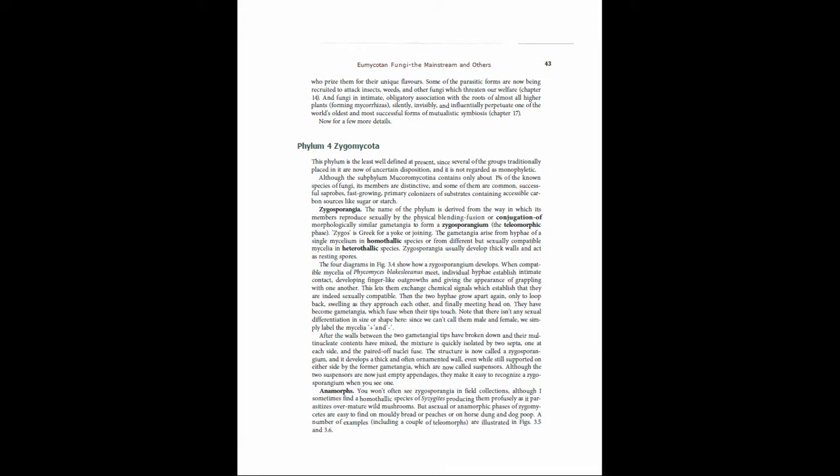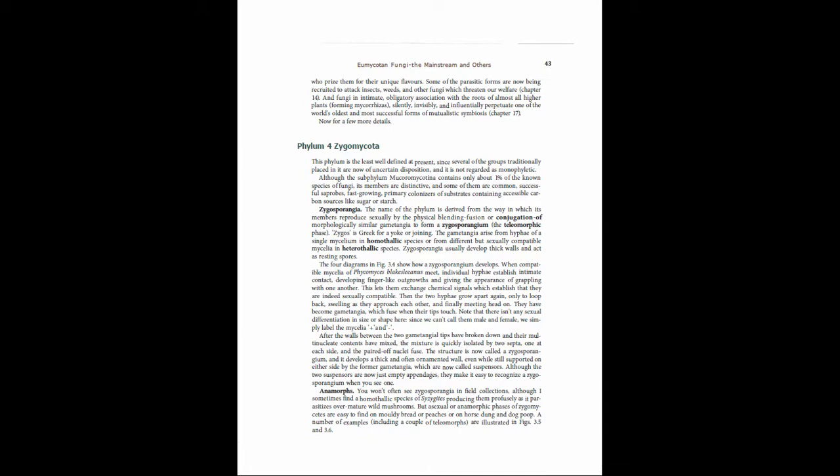After the walls between the two gametangial tips have broken down and their multinucleate contents have mixed, the mixture is quickly isolated by two septa, one at each side, and the paired-off nuclei fuse. The structure is now called a zygosporangium, and it develops a thick and often ornamented wall, even while still supported on either side by the former gametangia, which are now called suspensors. Although the two suspensors are now just empty appendages, they make it easy to recognize a zygosporangium.